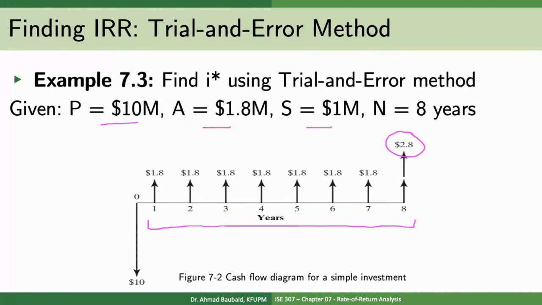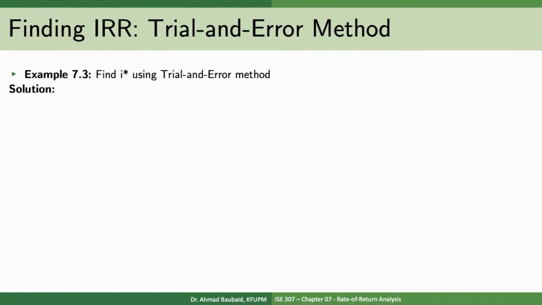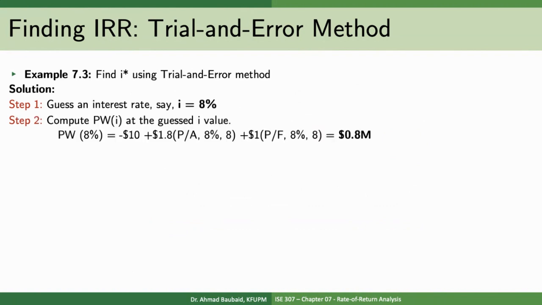And so now we need to find the rate of return. We're going to use our trial and error approach. Our first step is always to start with a guess. So let me guess 8%. What do I need to do? Well, I need to find the present worth at 8%, see what that is. I plug in, I move the payments back. I can be smart because I have an annual equal payment series.